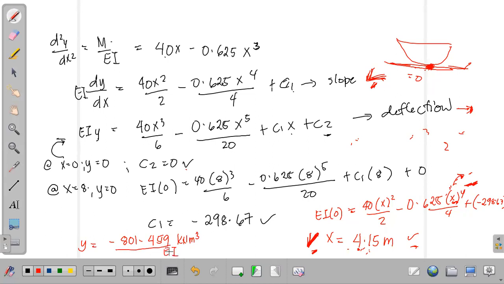So wala tayong value ng EI, so over EI. Ganyan lang yan. Pagka may value tayo ng EI, substitute nyo yung value ng EI para makuha nyo yung exact na naka-meter, naka-mm na deflection. Okay? So, negative means yung deflection natin is downward. So, ito na yung magiging maximum deflection natin sa ating sample problem number 2.